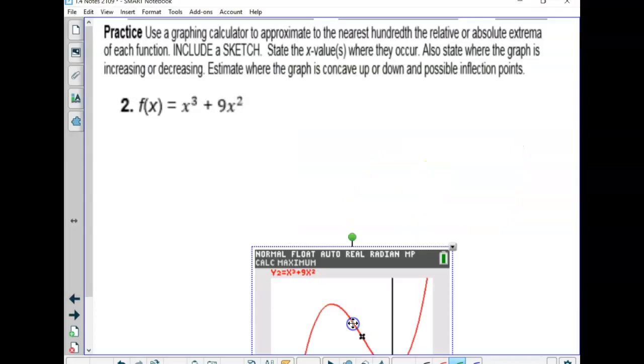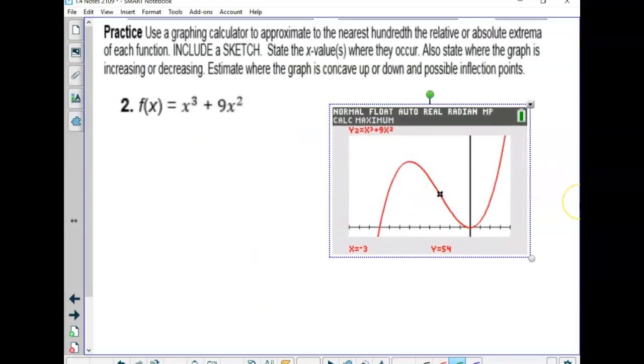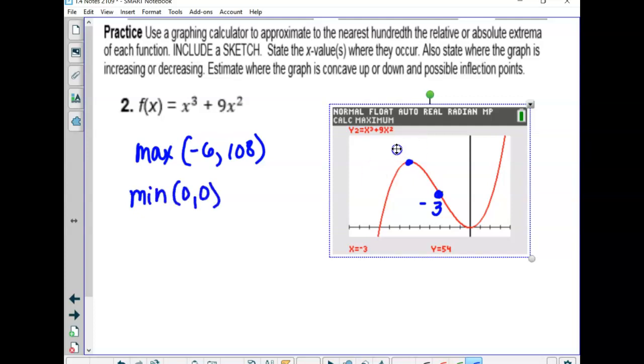Okay, I'm going to put my little sketch down here. And this point had an x of -3. This point was a max at -6, 108. And it had a min at 0, 0. So this was at -6 and this was at 0. I don't like to write the y's on my picture because then I start writing y values down when I do intervals.